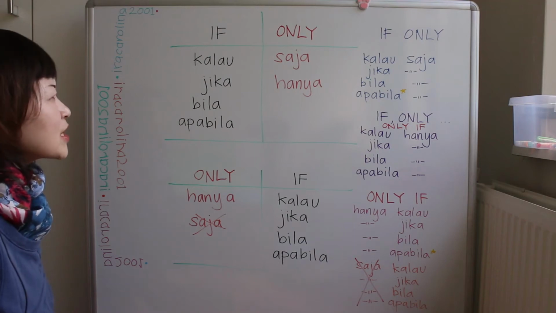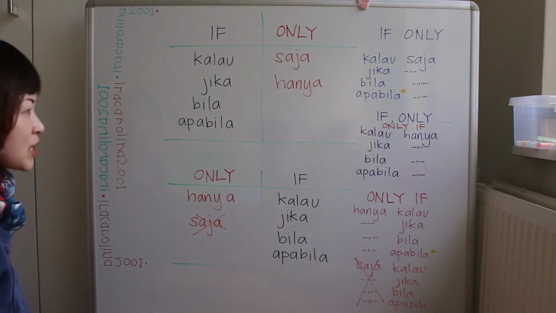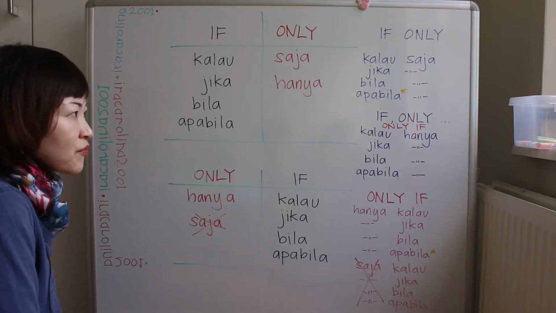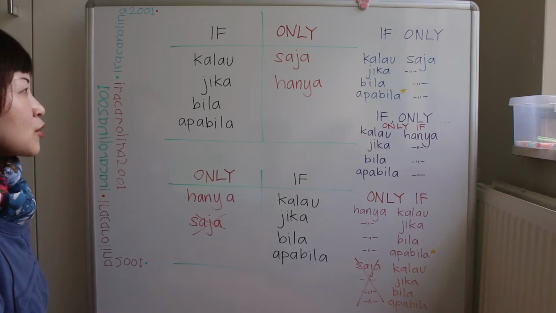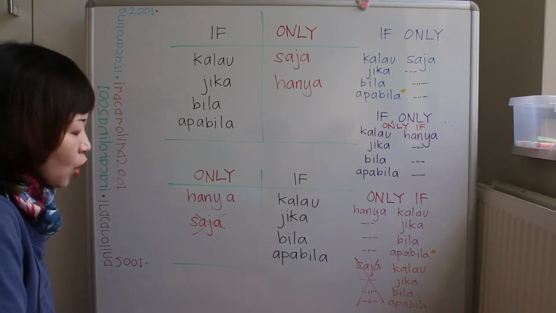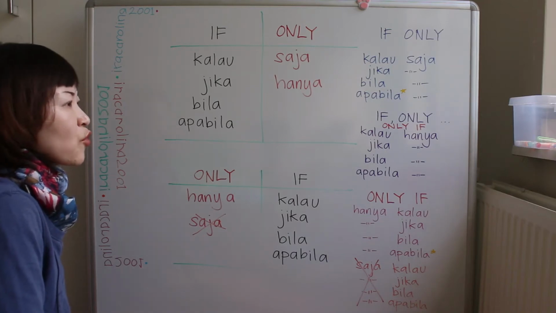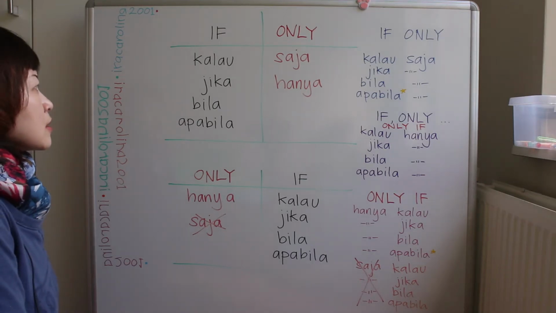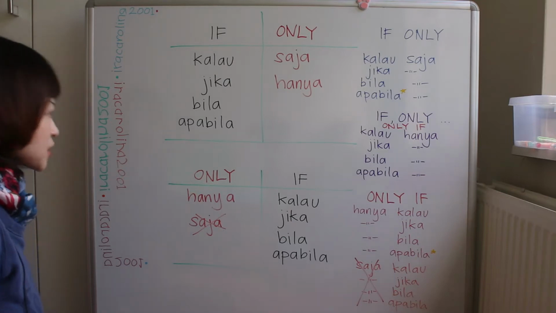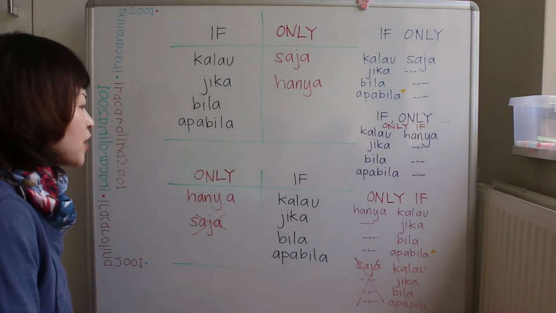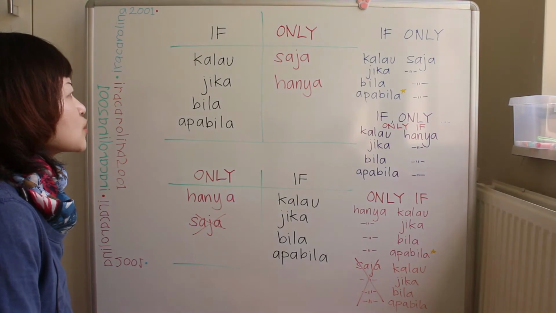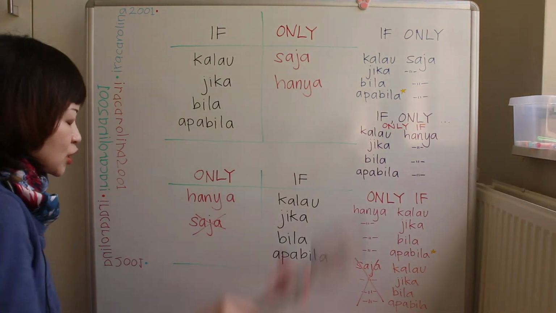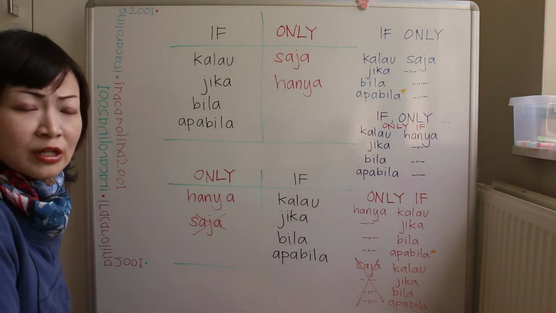Hi, today we will learn Indonesian language or Bahasa Indonesia about the patterns that you will find when you have to say if, only, only if, because we have several words for if and we have at least 2 words for only. These are the formal words.